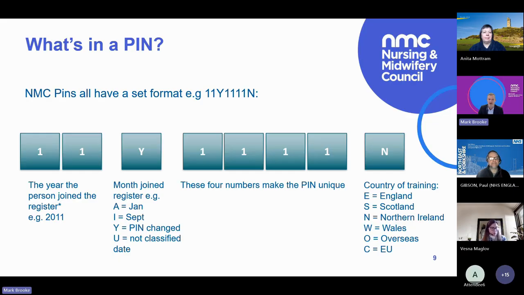Just a little bit of information that when you are given your PIN, this is what the PIN means. The first 2 numbers in your PIN will be the year that you join the NMC register. So if you join in 2026, that'd start with a 26. The next letter is the month that you join the register. So A for January, B for February, C for March, so on and so forth. The next 4 numbers are just random numbers to make it unique to yourself. And then finally, the last letter denotes the country in which you train. So E for England, S for Scotland, N for Northern Ireland, W for Wales, O for overseas.